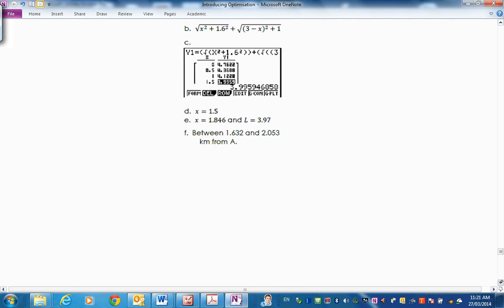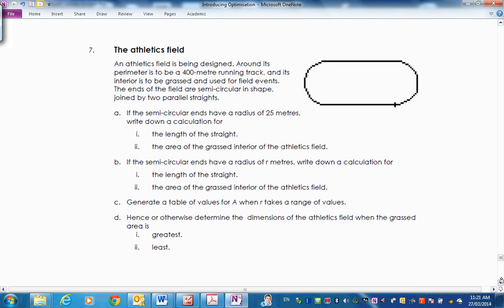There's some practice ones here for you. They're good ones. Athletics field. These are meant to be semicircles. The graphics there aren't so good, but they're semicircular ends as explained. So go through the steps. Try to see the set of steps that I want you to do to get into that formula and then to maximise or minimise it.